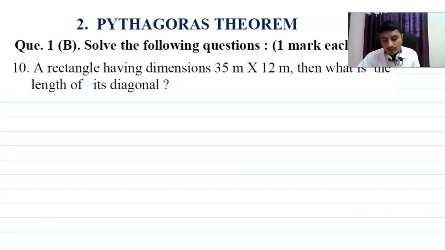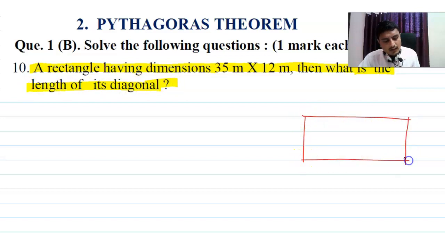Now look at question number 10 from exercise 1B. A rectangle has dimensions 35 meter by 12 meter. What is the length of its diagonal? First, what is meant by a rectangle? For a given quadrilateral, if pairs of opposite sides are equal and parallel and all angles are equal to 90 degrees, then the quadrilateral is said to be a rectangle. Suppose we have the rectangle ABCD, and consider one diagonal, AC. As per the properties of a rectangle, the diagonals are congruent, so AC equals BD.